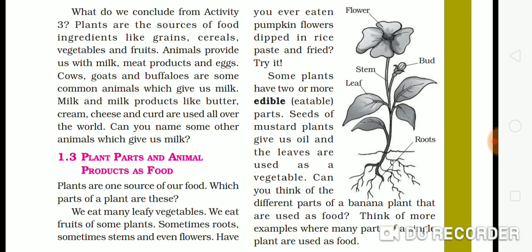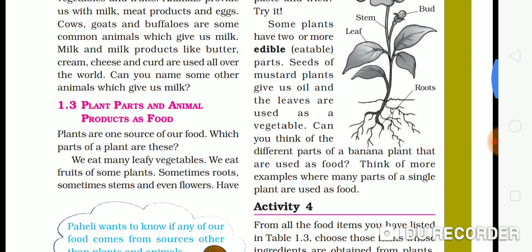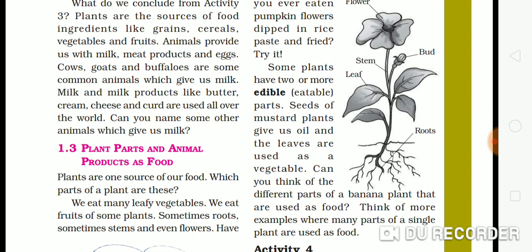Okay, so now we will discuss one by one the parts of the plant that we eat. First we'll discuss the roots. The roots of the plant are eaten, for example carrot, radish, turnip, sweet potato, and beetroot. So these all are the roots that we eat. Next is the stem.